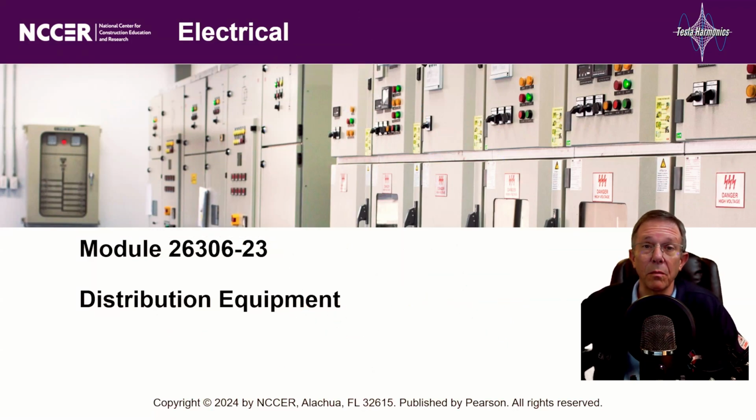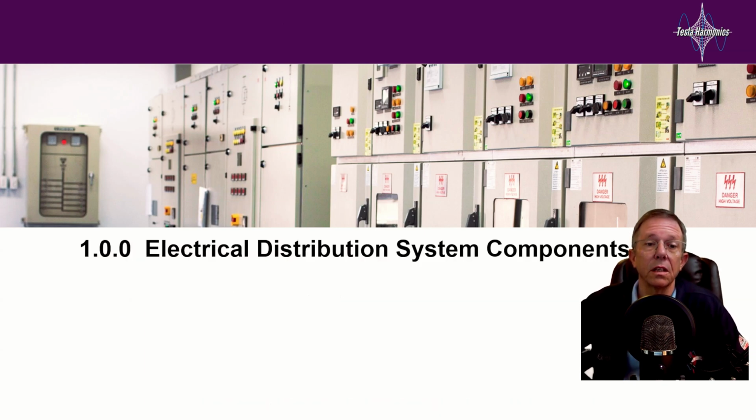Today I want to take a look at Module 26306-23, Distribution Equipment in the NCCER 11th edition. This will be Section 1.00, Electrical Distribution System Components.